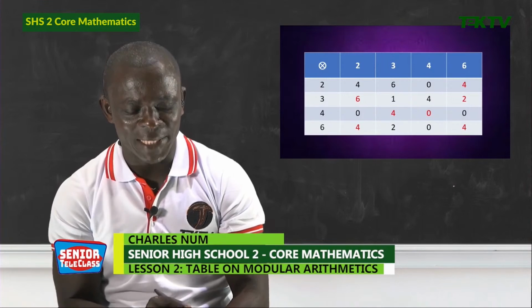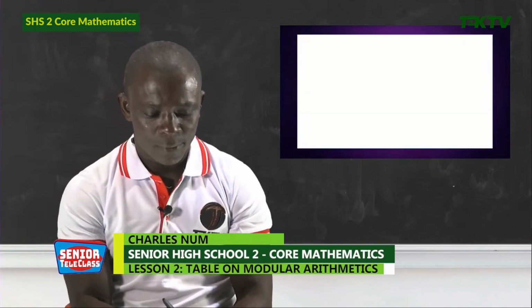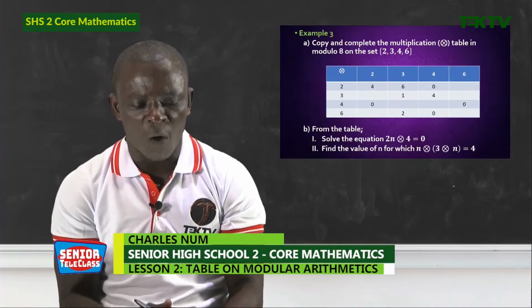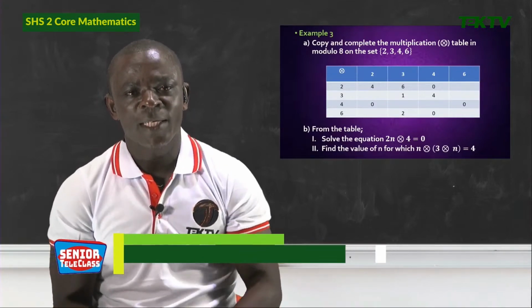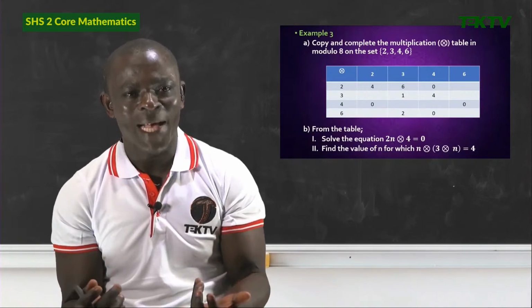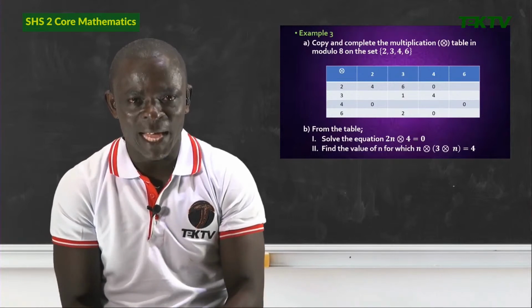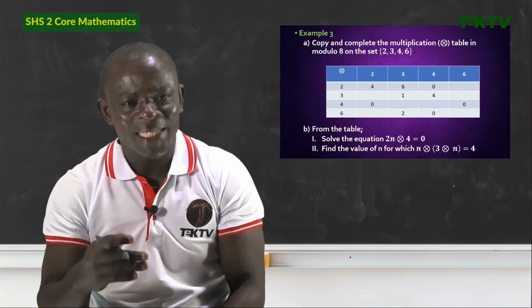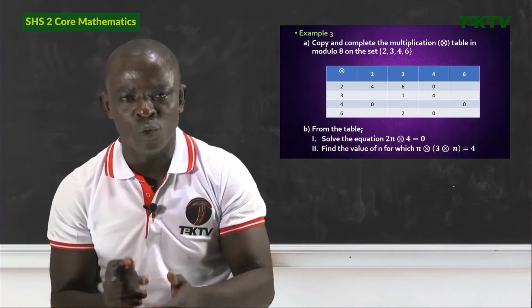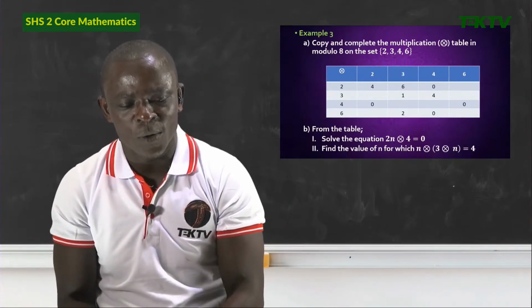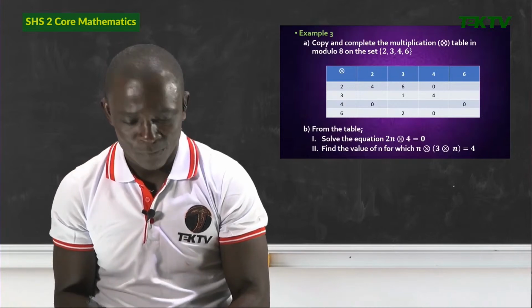Let's move to the B part. In the B part, we were asked to use the table to solve the following equations. It's almost the same as the ones where we were asked to find the truth set. The same procedure. In place of n, write each of the elements and see whether the left hand side will balance with the right hand side or not. So let's check that one also.